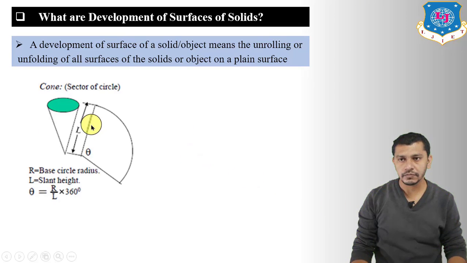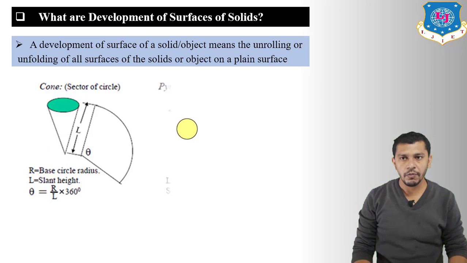So before going on to the example, let us see the objects in which the radial development is possible. So cone. The development of the cone is a sector of a circle which has a radius equal to the length of the generator of the cone, and the angle of the sector will be theta, which will be equal to capital R upon L into 360 degrees, where R represents the radius of the base circle and L is the length of the generator.